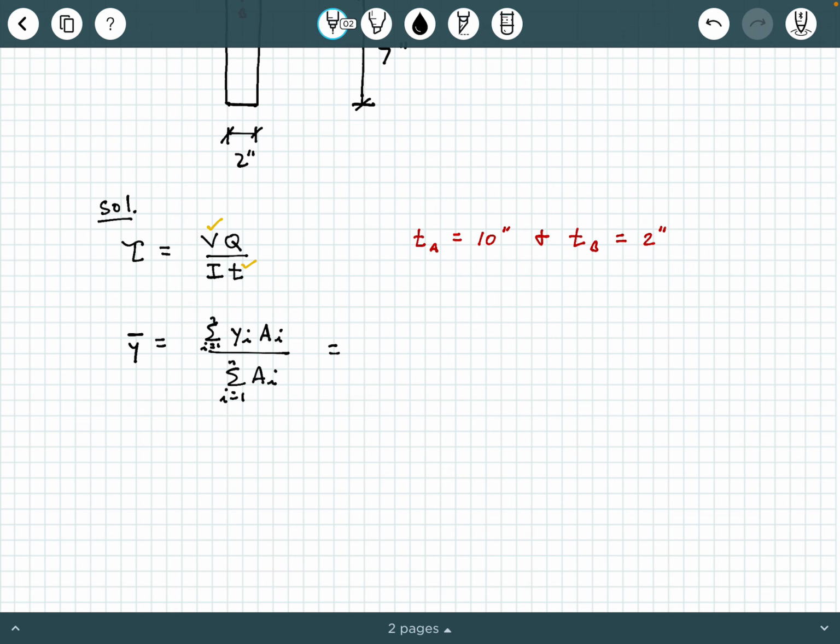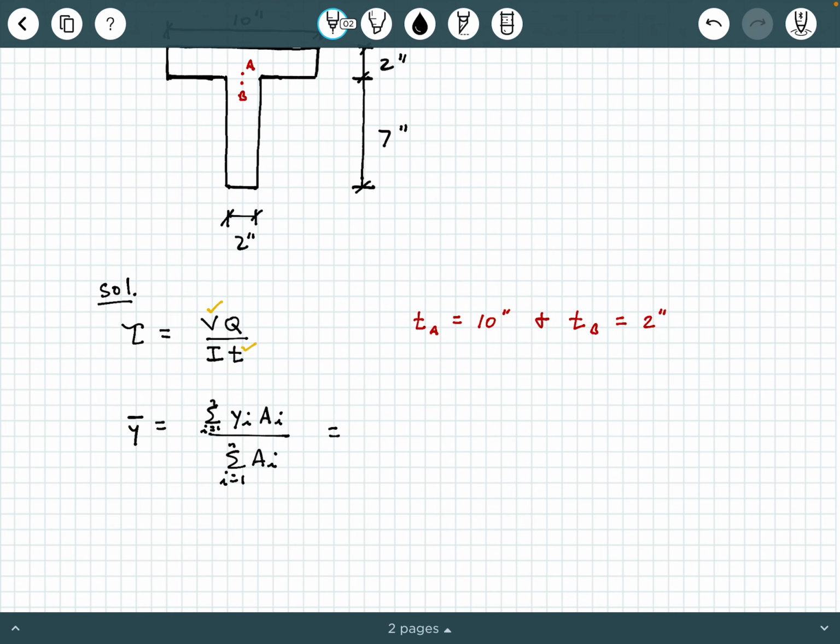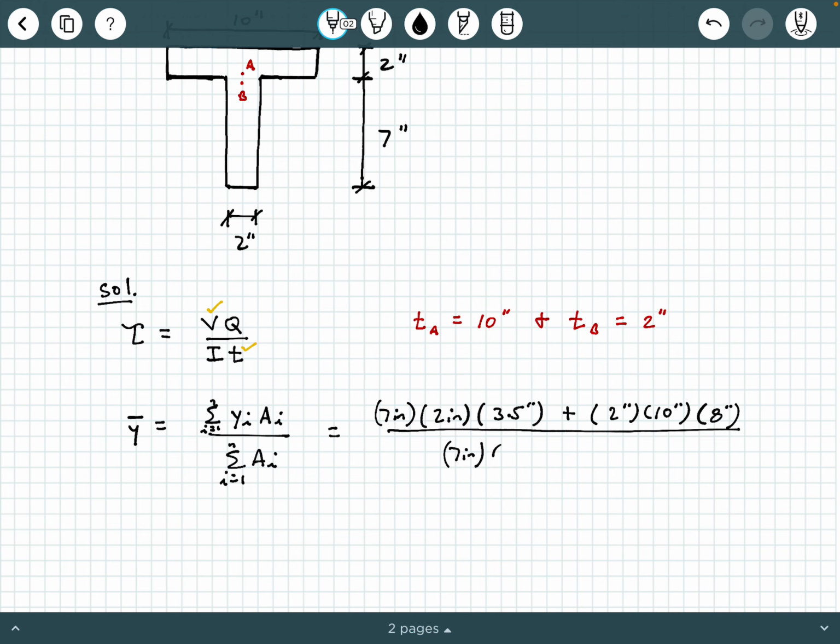And so going 1 piece at a time, if I start with the web, I can say 7 inches times 2 inches multiplied by 3.5 inches plus 2 inches times 10 inches times 8 inches, all divided by the total area, which again is 7 inches by 2 inches plus 2 inches by 10 inches. Now, this is just a simple centroid calculation. I get y bar is 6.147.